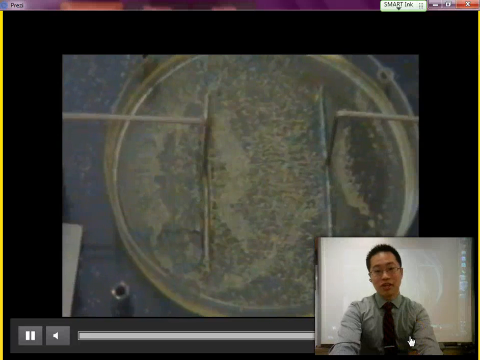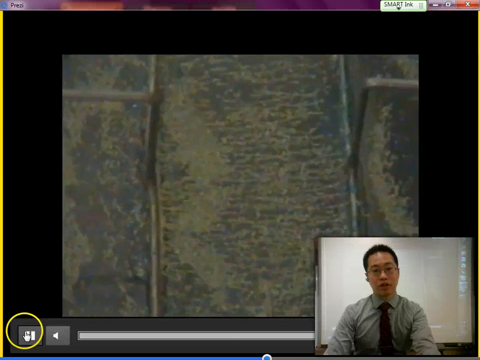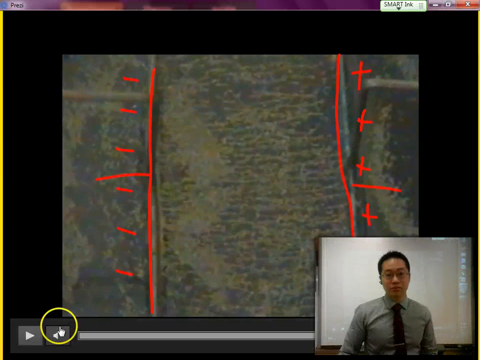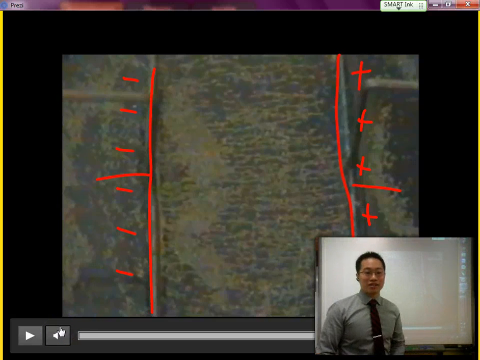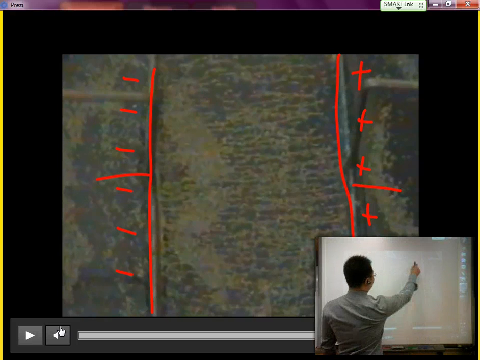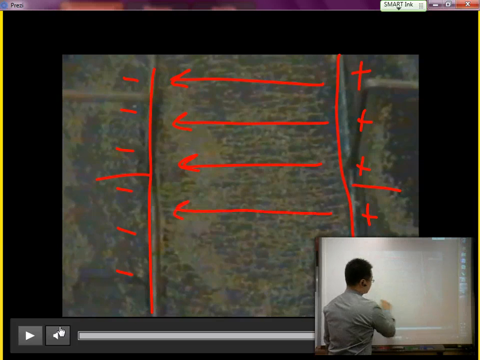In this case over here, this is a special situation, which we're going to talk about next. Let me pause this right here. In this case, they have two parallel plates, so they charge one plate positive and one plate negative, and you can see that the semolina seeds are actually aligning themselves in straight lines that go across.